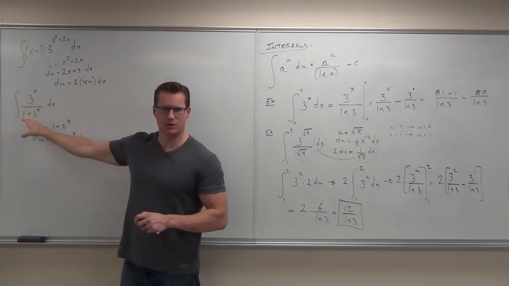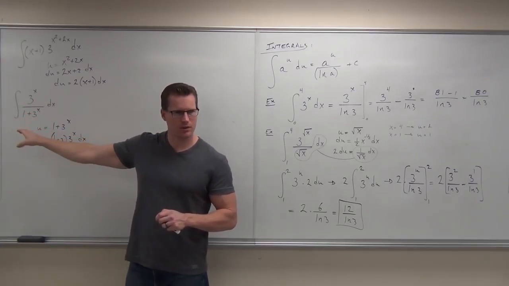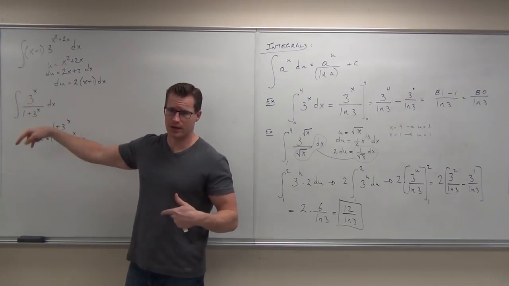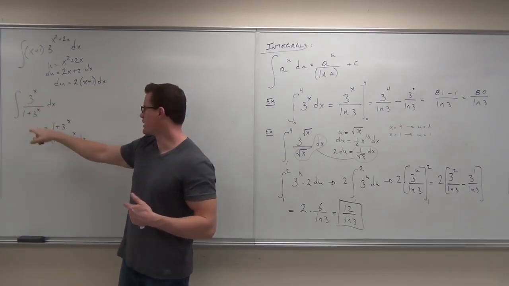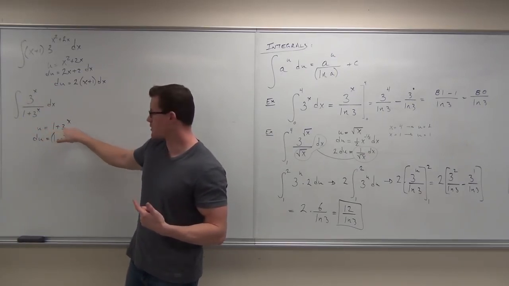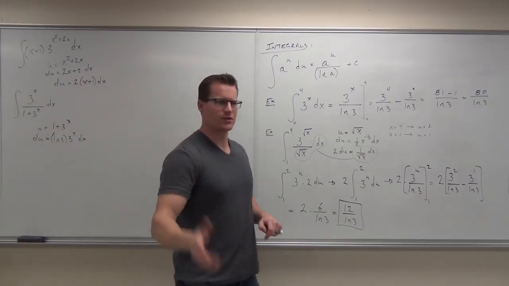What's the integral of 1 over u? ln absolute value u. So we'd have 1 over ln 3 times ln absolute value of this junk right there. Absolute value is not really necessary because it's always positive, but you have plus c. Show of hands, feel okay with that one?